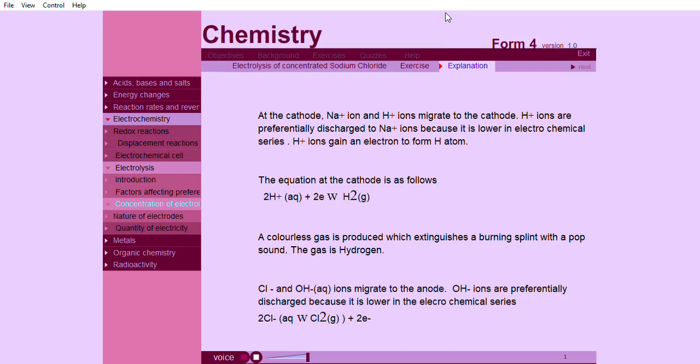At the anode, chloride and hydroxide ions migrate towards there. Although hydroxide ion is lower in the electrochemical series than chloride, the concentration of chloride ions at the anode is greater than the hydroxide ions. Therefore, chloride ions are discharged in preference to hydroxide ions. The gas produced bleaches moist litmus paper and is green-yellow in color and is therefore chlorine.